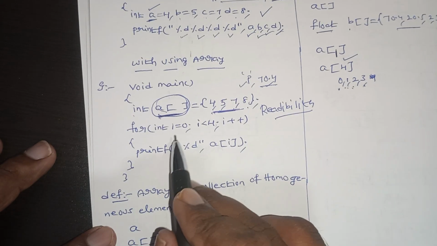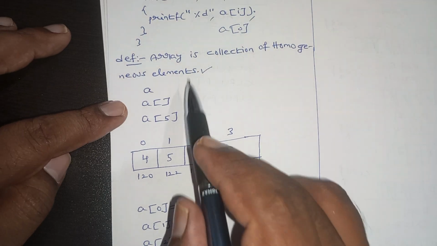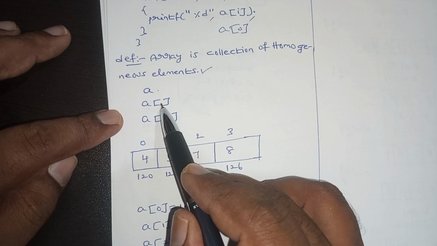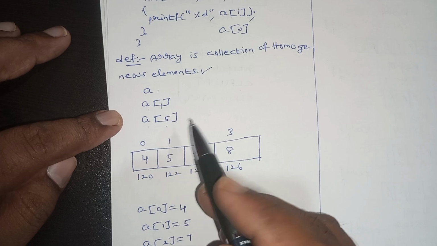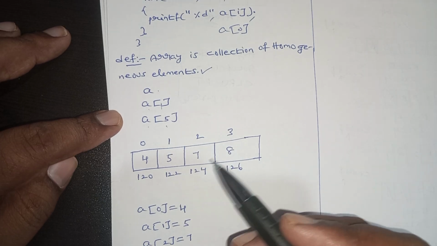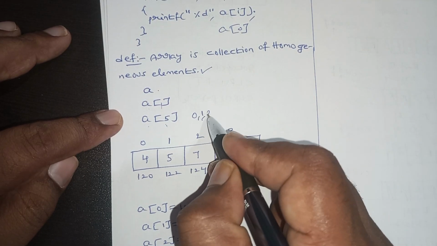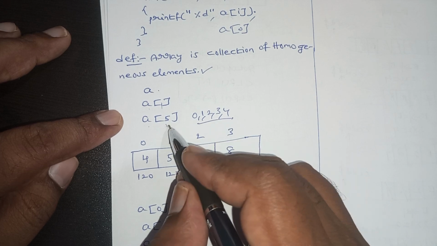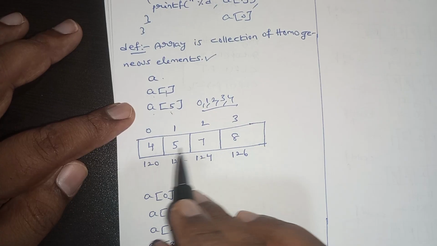Now here, i equal to 0, so a of 0. What is a of 0? See the diagram here. This is the diagram. If you don't give the size, the system automatically takes the size of the array. If you know the exact size of the data, then you give it like this. What does 5 mean? 0, 1, 2, 3, 4, which is equal to 5. This is the diagram for the array.